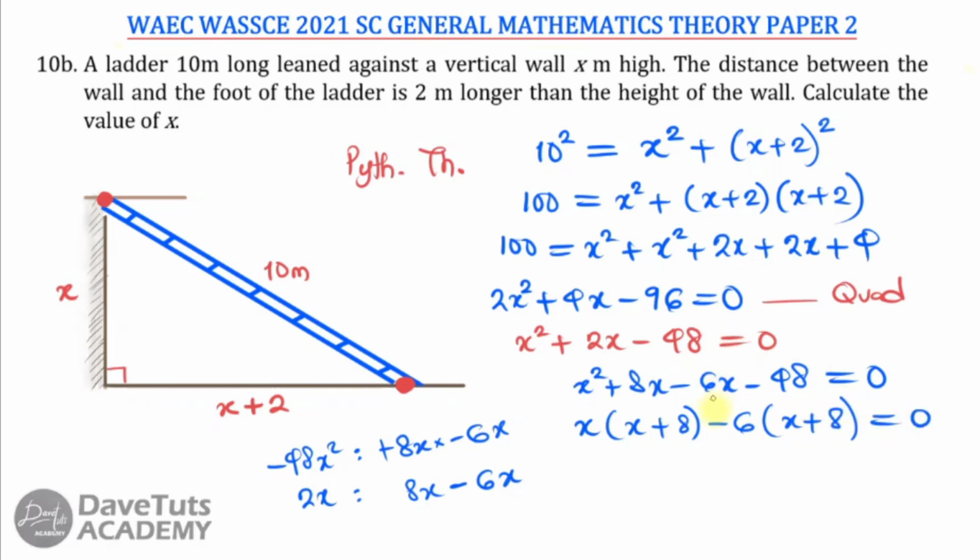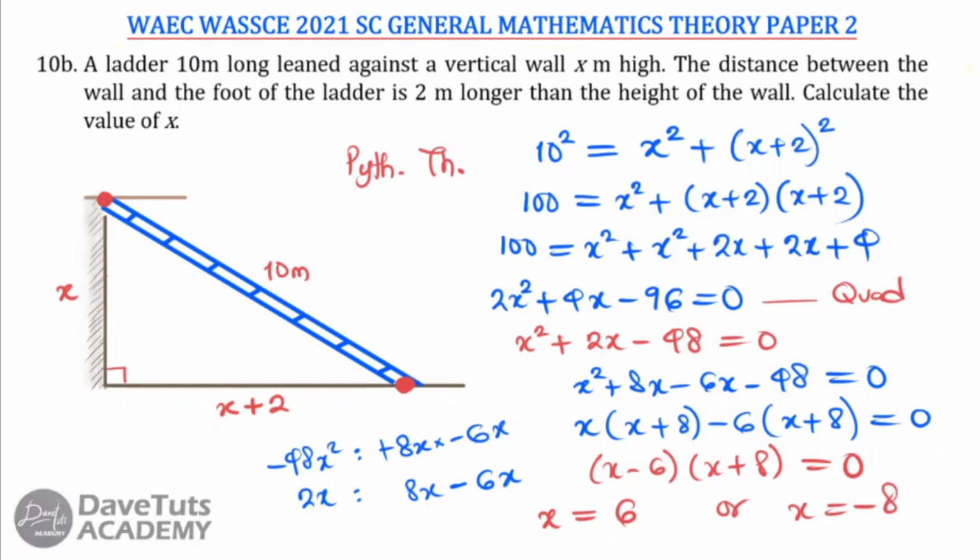You need to be careful here because minus 6 times plus 8 is minus 48, so you cannot say minus here. Once you have gotten that, you can see that we can factor this out to say what we have is x minus 6 into x plus 8 is equal to 0. And from here, either x is equal to 6 or x is equal to minus 8.